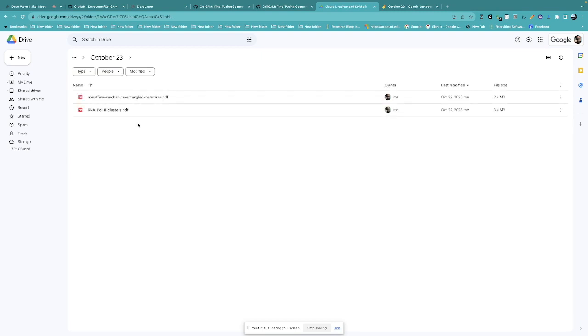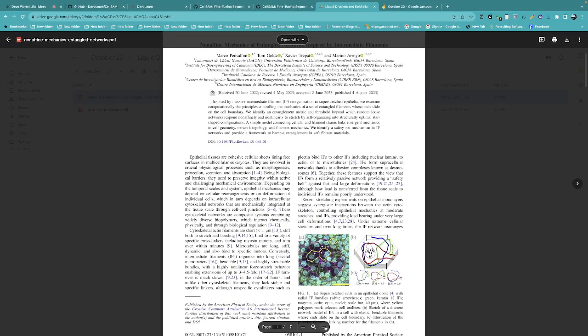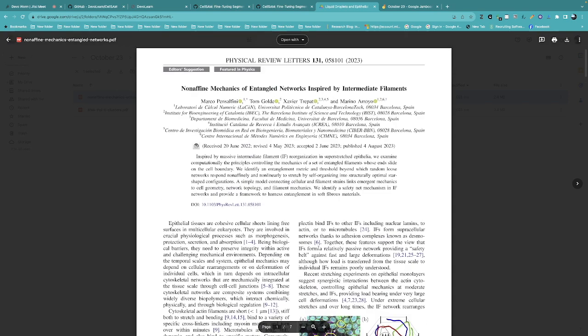So this is kind of an interesting set of papers here. This is a paper that I found. It's from Physical Review Letters. It's kind of a biophysics take on epithelial cells and epithelial tissues. This is called Non-Affine Mechanics of Entangled Networks Inspired by Intermediate Filaments. And this is a paper that came out recently.